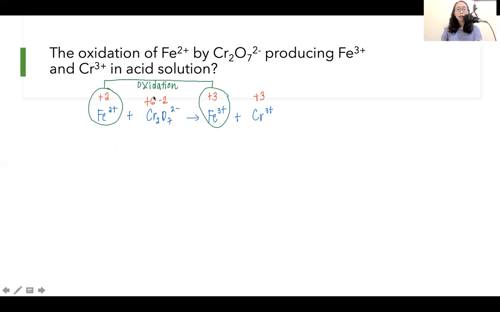Next, we notice that chromium in dichromate experienced a decrease in its oxidation number from positive 6 to positive 3. A decrease in oxidation number means reduction. So this is how we use the oxidation numbers in identifying which compound underwent oxidation and which compound underwent reduction.